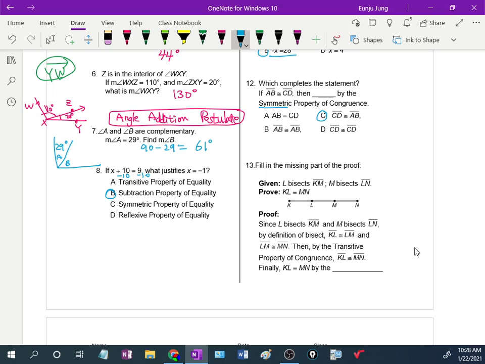Okay, so let's read. Since L bisects KM and M bisects LN, by the definition of bisects, two parts are equally divided, right? So they are congruent to each other. Then by the transitive property of congruence, since this will be the bridge of two things, right? We can conclude this. Finally, I can say two measures on the segment is same.